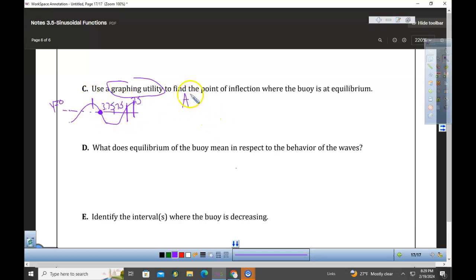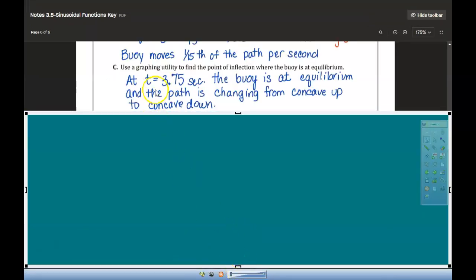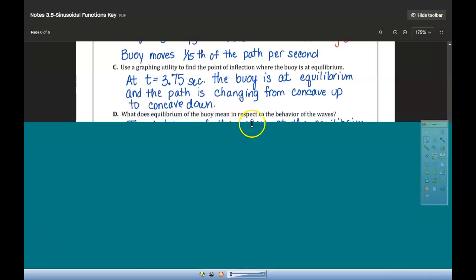So at t equals 3.75, I'm going to cheat. So when it's 3.75, the buoy's at equilibrium because you're going from concave up to concave down. Your points of equilibrium are going to be when you're crossing that midline because you're changing your rate change. You may have to pause it and write it. Please and thank you.